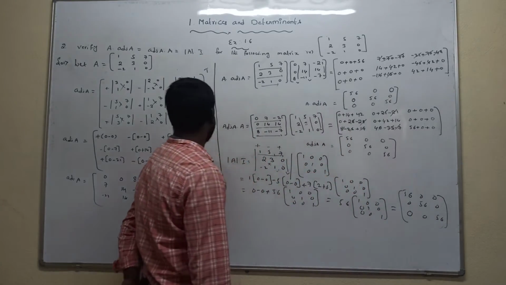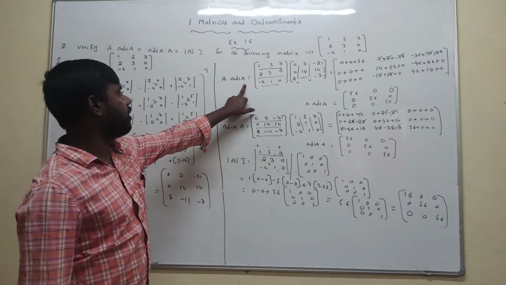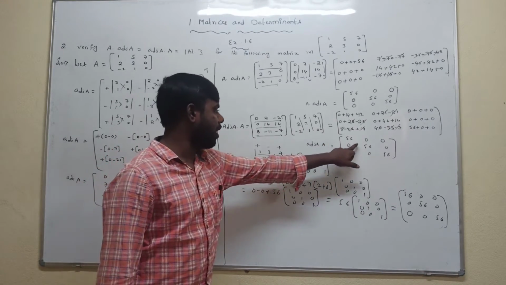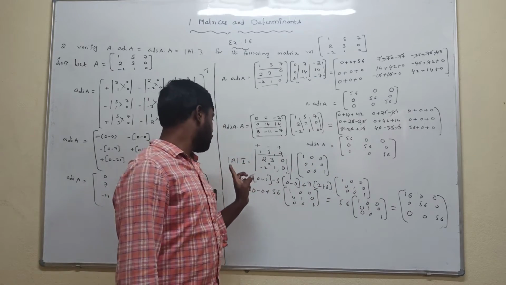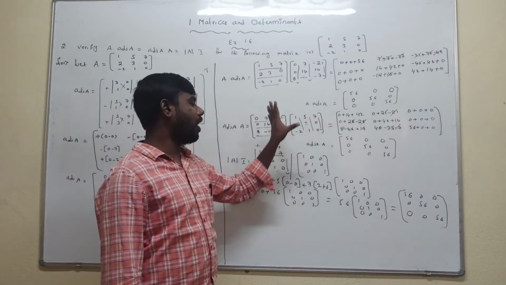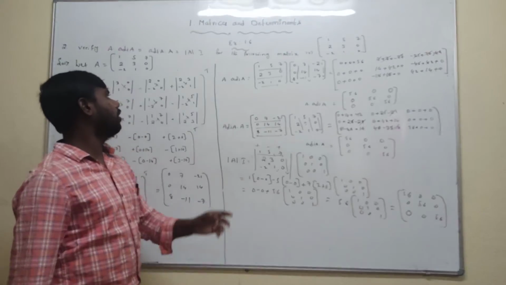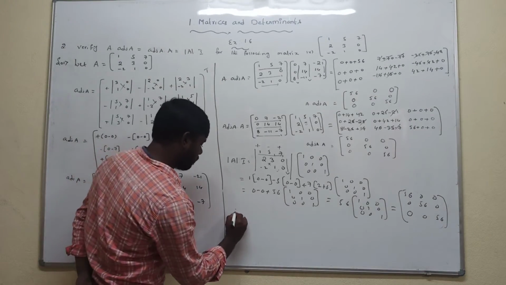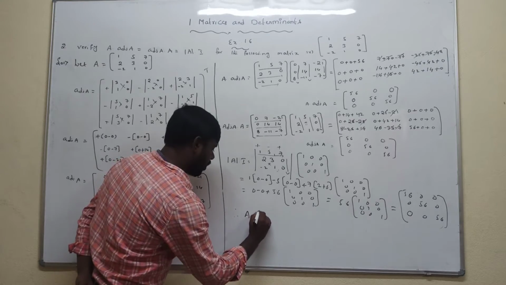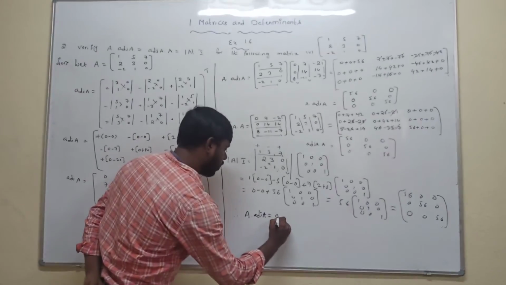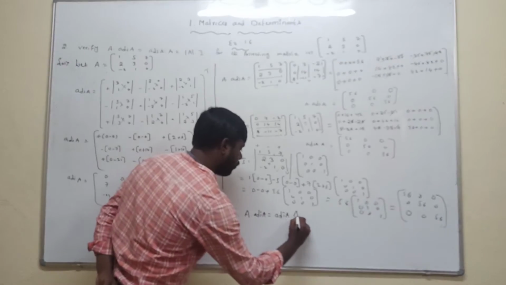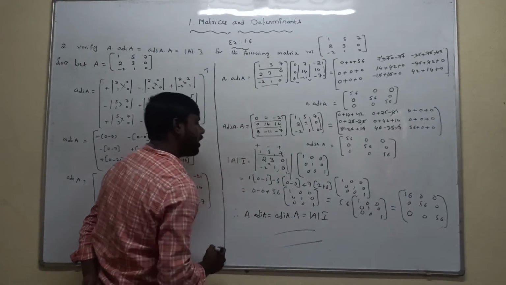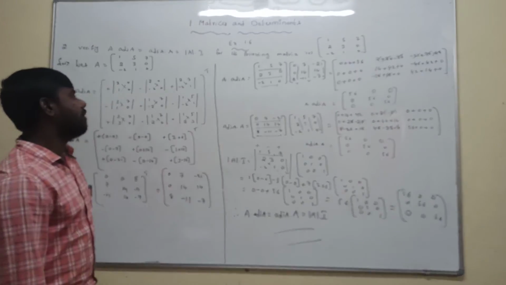Observe here A into adjoint of A matrix and adjoint of A into A matrix is equal to determinant of A into I. So all the matrices are equal. So the given matrix satisfies the given equation. Right? Conclusion: A into adjoint of A is equal to adjoint of A into A is equal to determinant of A into I. So all the conditions are satisfied for the given matrix.